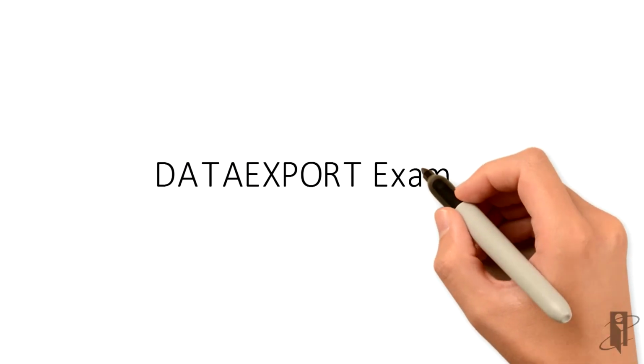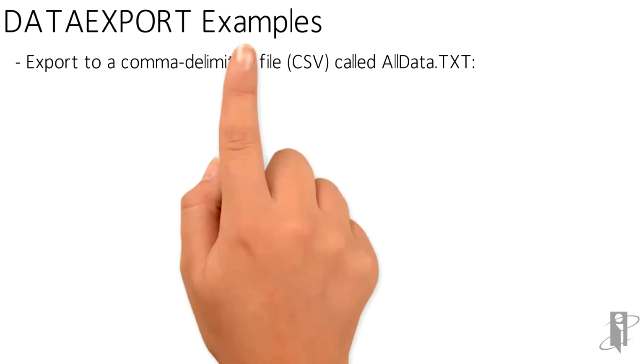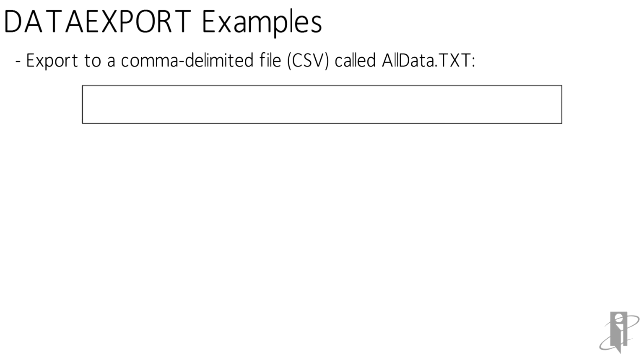So let's say we wanted to take all of our data and export it to a CSV, a comma-separated value file. There's not an argument called CSV. We actually have to tell it the delimiter should be a comma. So in our example here, we're going to export the data to a file. Notice the middle argument is a comma. That's our delimiter. We're going to export it to alldata.txt.